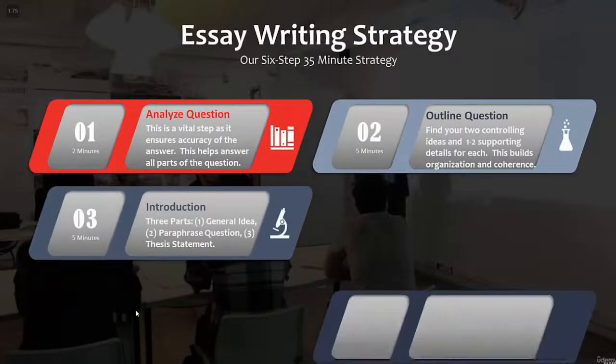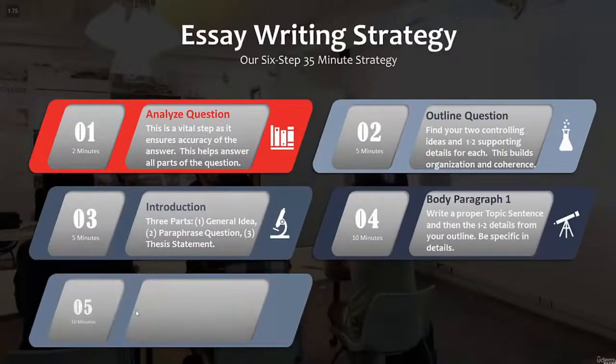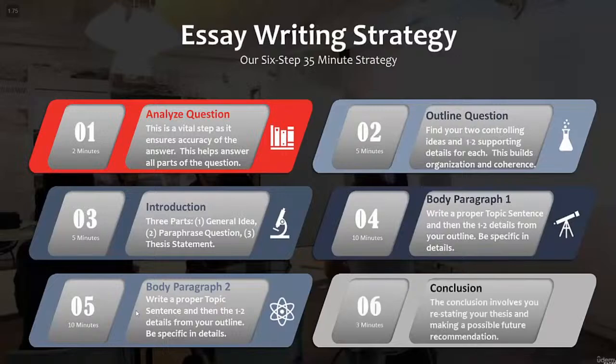We have 6 easy steps to follow for you to be able to write the type of essay that's going to score very well. Number 1, you have 2 minutes to analyze the question. This is a critical step, a very important step. This makes sure that you're going to answer all the parts of the question and that you answer it accurately.